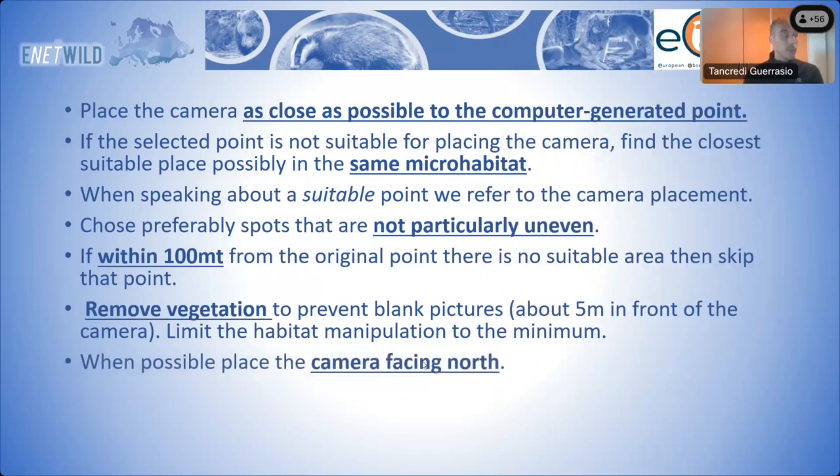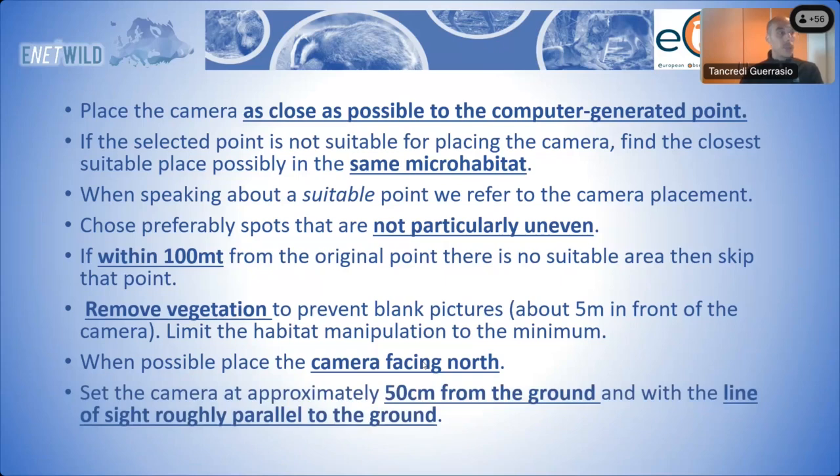And whenever possible, place the camera facing north. This is quite important, as otherwise we would have in many cases pictures blinded by the direct sunlight towards the camera objective, and in some cases this could also trigger the camera, so it might also produce blank pictures as well. So placing the camera facing north would further reduce the risk of false triggering and blank pictures.